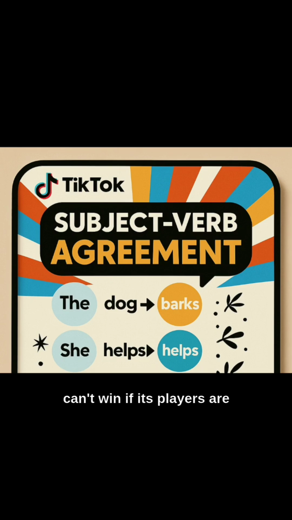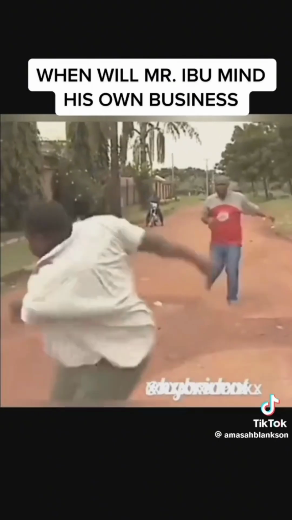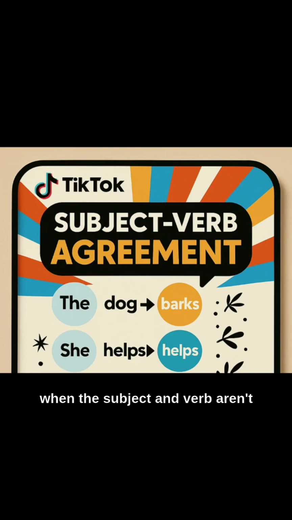It's like a team can't win if players are not in sync. A sentence falls apart when the subject and verb aren't in agreement.